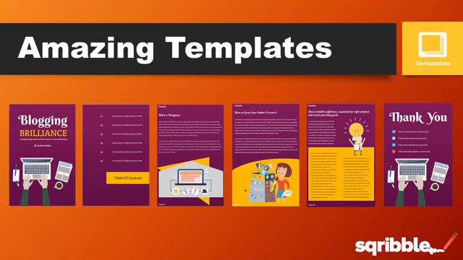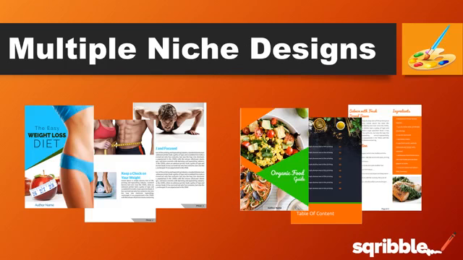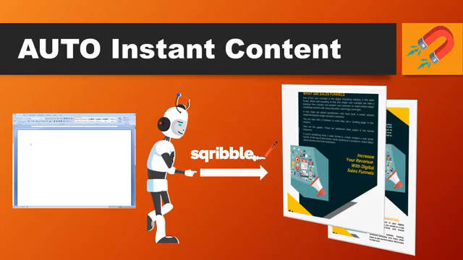Now, there are amazing templates inside. I've got something on the screen there for you, but there are all different types of themes, feels, and styles for any type of project. In fact, there are designs in there for all types of niches. So whatever industry you're in, there's going to be a template inside with lots of different designs for you. Now, this is a massive feature of Sqribble.